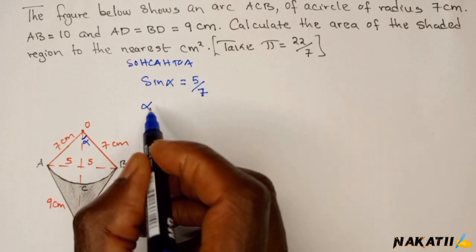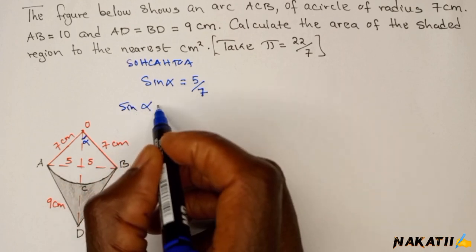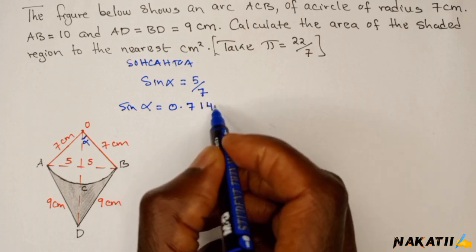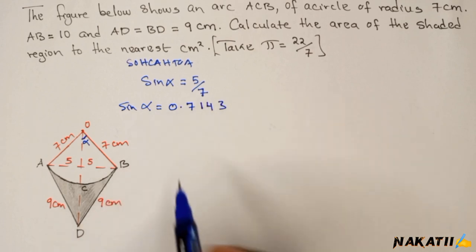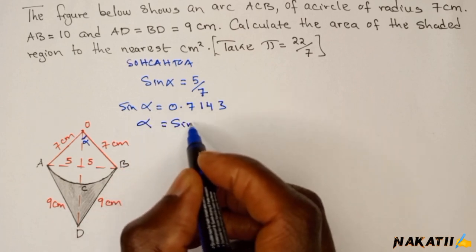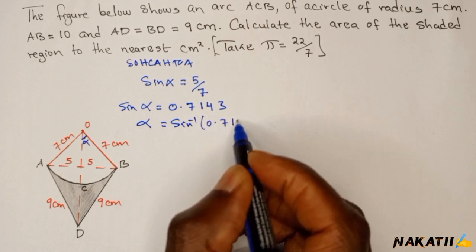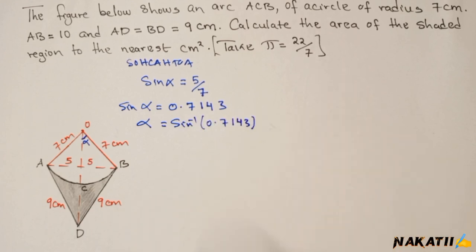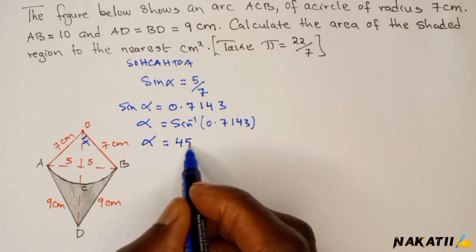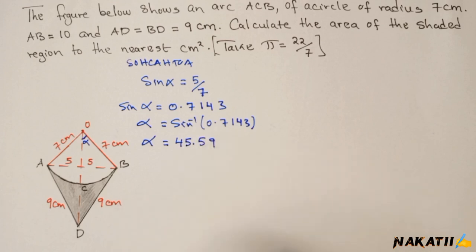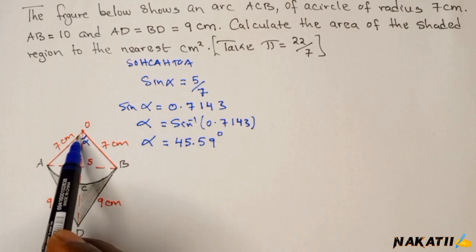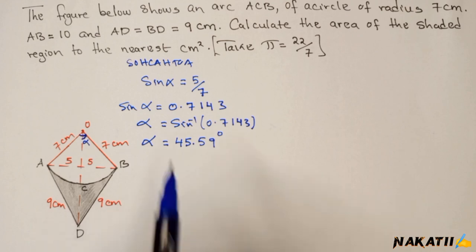This will give you sin alpha is equal to 0.7143. To get alpha, we take the inverse, so alpha is equal to sin inverse of 0.7143. You can use your calculator and you'll get alpha is 45.59 degrees. This is just alpha, but we need the whole of this angle. We can call it theta.